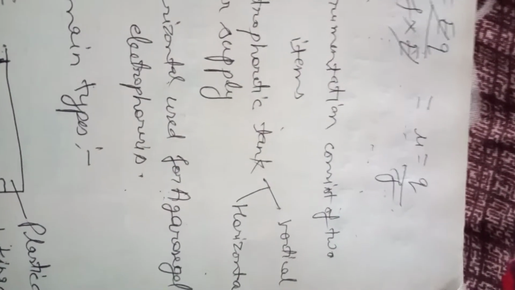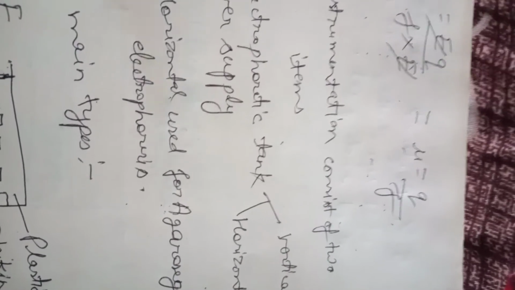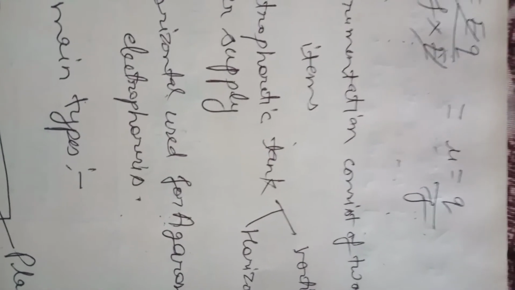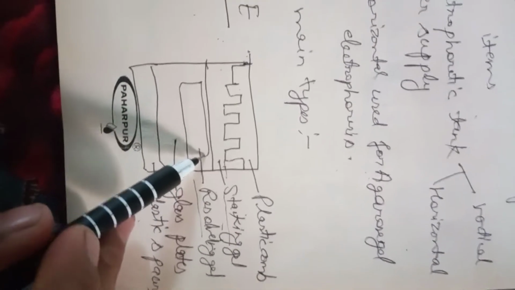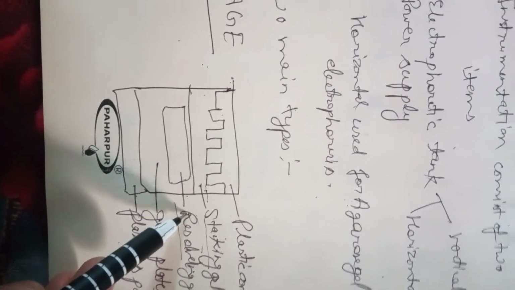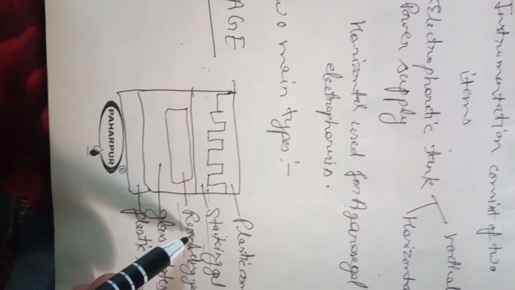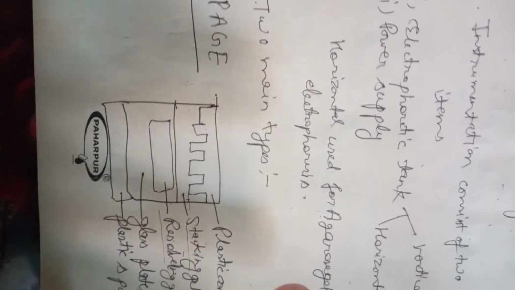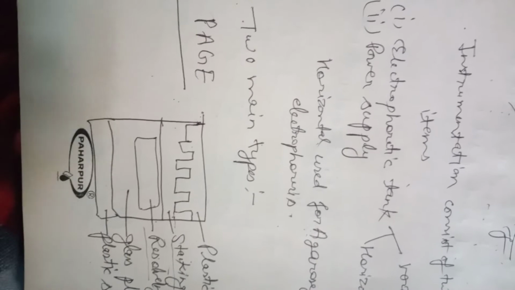For the separation of protein samples, two different gels are prepared in the same glass plates. The upper gel, which contains the wells where proteins are loaded, is called the stacking gel, and it is made up of 5% acrylamide. The lower gel, which separates the proteins, is called the resolving gel, and it is made up of 10 to 15% acrylamide. The purpose of the stacking gel is to concentrate the protein sample so that sharp protein bands are obtained.